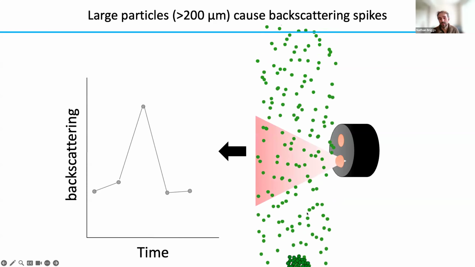You can think of these as individual cells of plankton or bacteria, very small detrital particles in the water. And you can think of the large particles as big aggregates or fecal pellets that might sink fast in the water.